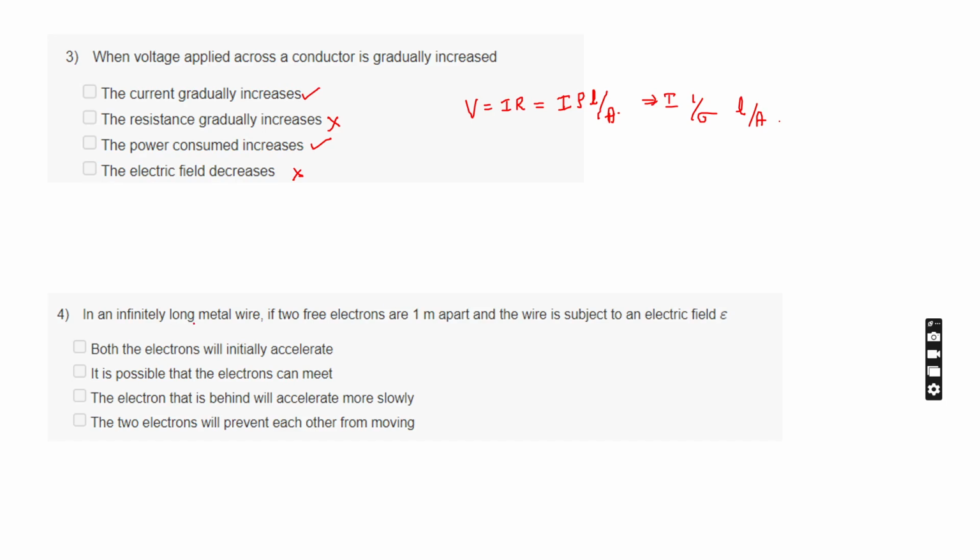The fourth question: in an infinitely long metal wire, if two free electrons are 1 meter apart and the wire is subjected to an electric field epsilon, then both electrons will initially accelerate. If it is possible that electrons can meet, the electrons behind them will accelerate more slowly. The two electrons will prevent each other from moving.